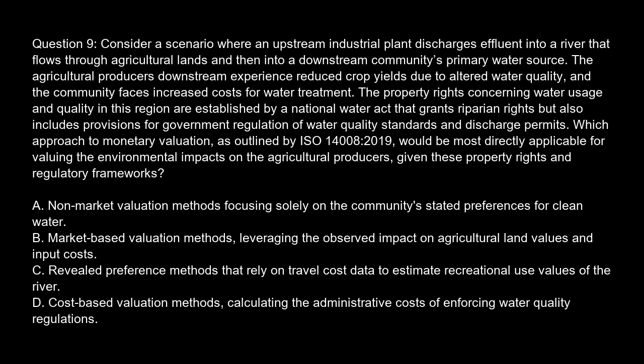Which approach to monetary valuation, as outlined by ISO 14008-2019, would be most directly applicable for valuing the environmental impacts on the agricultural producers, given these property rights and regulatory frameworks? Option A, non-market valuation methods focusing solely on the community's stated preferences for clean water. Option B, market-based valuation methods, leveraging the observed impact on agricultural land values and input costs. Option C, revealed preference methods that rely on travel cost data to estimate recreational use values of the river. Option D, cost-based valuation methods, calculating the administrative costs of enforcing water quality regulations.